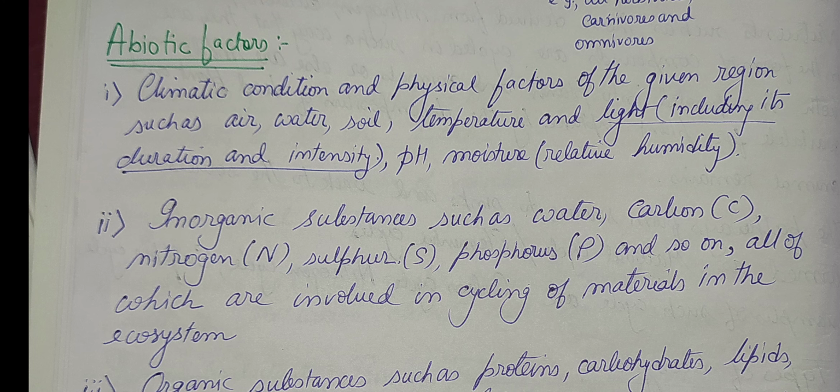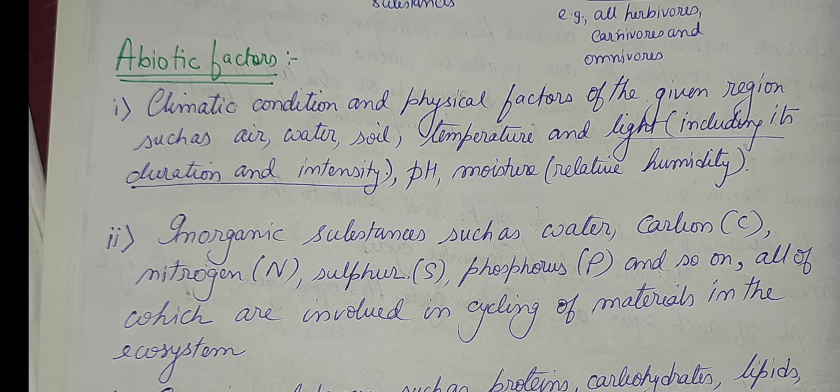Abiotic factors are the climatic conditions and physical factors of the given region, like your air, water, soil, temperature, light, including its duration and intensity also, pH, moisture, that is your relative humidity. So the climatic conditions are all your physical factors, right? The air, water, soil, temperature, that makes up the ecosystem actually. Otherwise it's not possible, right? Okay, for the growth, for the survivability of organisms.